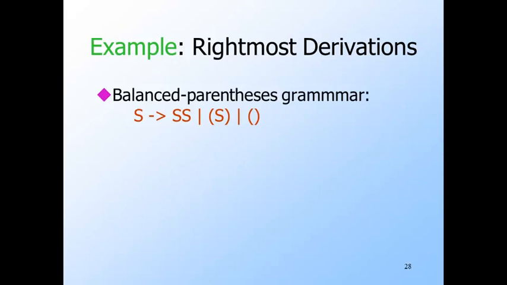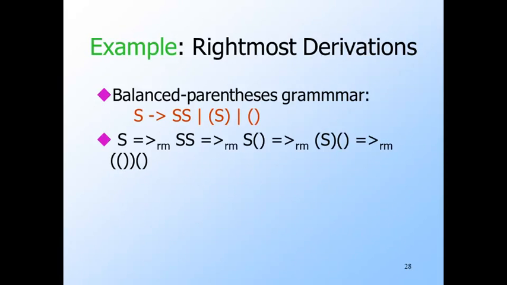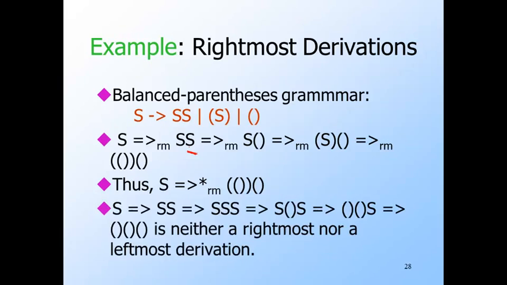Here's our balanced parenthesis grammar again. Now we have a rightmost derivation of the same string as before. Notice that at the second step, the second S got replaced rather than the first. S is related to the terminal string by the arrow star rightmost operator, and as for leftmost derivations, each step in the rightmost derivation is related by this operator to itself and all the steps that follow.